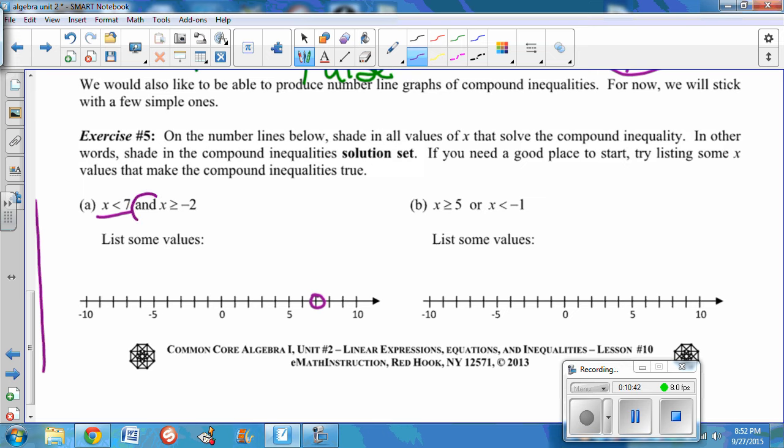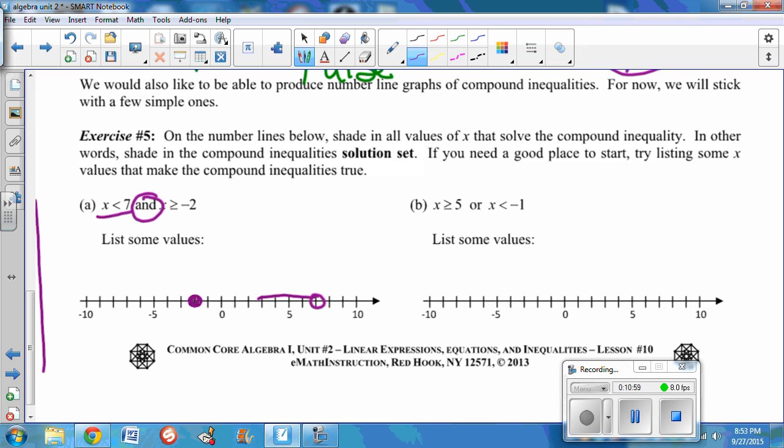But because I have the word and in there, now I've got this other piece. So I'm going to think about my graph going this way for that first piece. And x is greater than -2, so greater than or equal to.